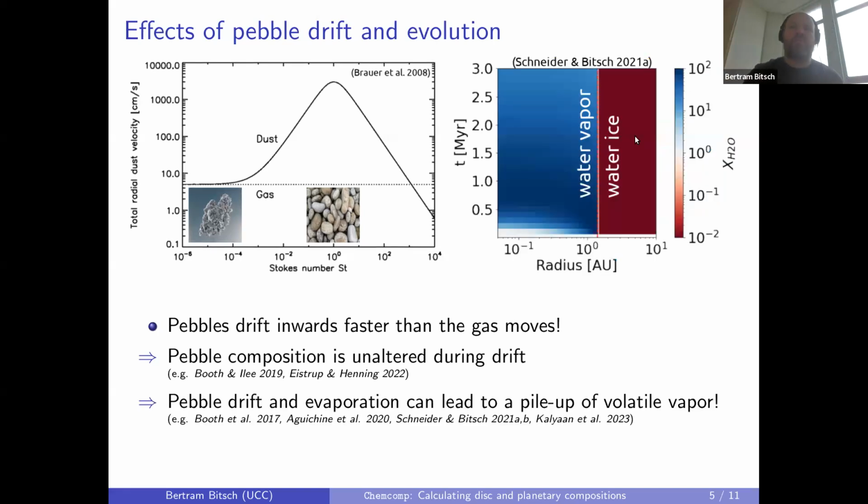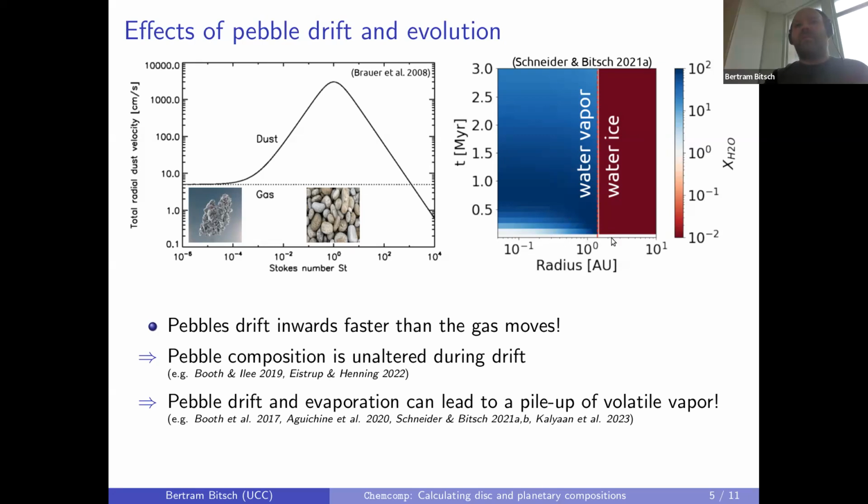Now, the consequence of this is that we can see a pileup of vapor interior to evaporation fronts. You see here in this plot the time evolution as a function of orbital distance for the water content within a protoplanetary disk. In the outer regions of the disk, it is cold enough that water is frozen out, so we have water ice and no water vapor. And in the inner disk, the water ice can evaporate, and we'll have water vapor.